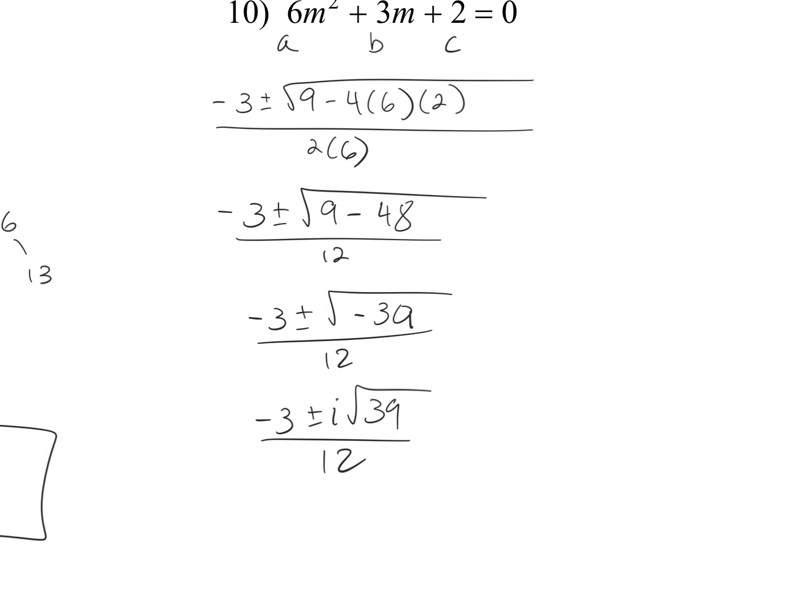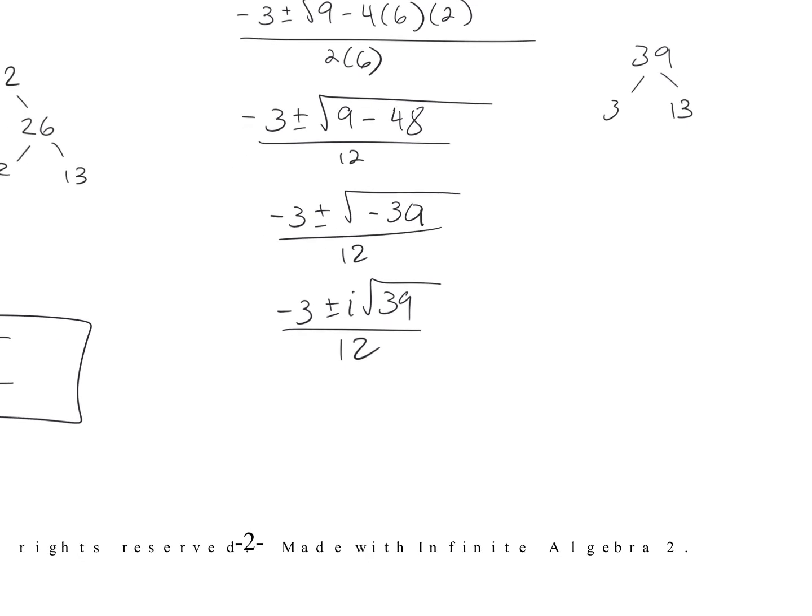I'm going to see if there's any way I can simplify this. So 39 is divisible by 3. So it's going to be 3 and 13. Well, 13 is a prime number, so we cannot keep going. So root 39 stays as it is. So your answer is going to be x is equal to negative 3 plus or minus i root 39 over 12.